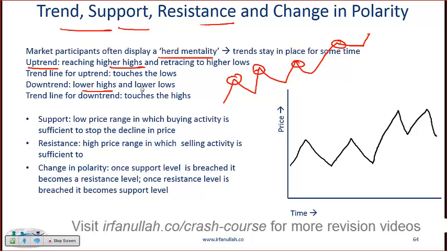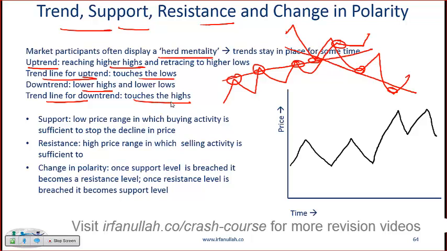Downtrend means that the market has lower lows. So if the market is going like this, where the lows are lower than the previous low, then we say we have a downtrend. This would be the downtrend line which connects the lows, and this would be the uptrend line which connects the highs. Actually, I said that wrong. The trend line for the uptrend touches the lows, and the trend line for the downtrend touches the highs. And here again, I would emphasize that you need to go look at these charts in the curriculum.